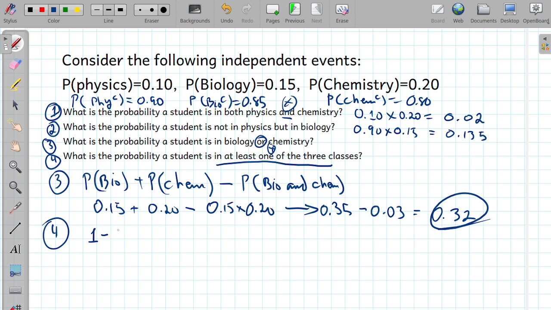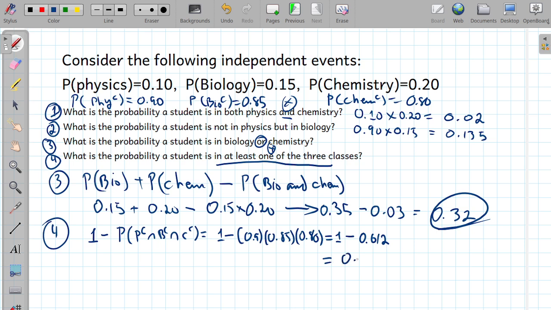So we want to have the probability that they're not in physics, I'm just going to use the P, and they're not in biology, and they're not in chemistry. This will be 1 minus 0.9, 0.85, and 0.80. I'm just going to do that calculation again, as I was quite distracted this afternoon when I was doing this, and I just want to make sure I didn't screw this up. So 0.9 times 0.85 times 0.8. I got it right. Okay, so this is 612. And the answer then is 0.388. Voila.